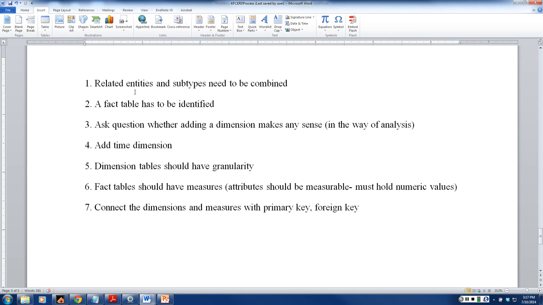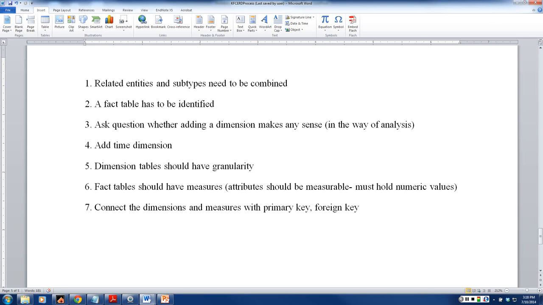By default, we will always add a time dimension, because time is a very crucial way of analyzing data. We always need to know the historical view: what was the sales figure or some values in a particular time period, day. The dimension tables will have some granularity. I'll talk about that. Fact tables must have measures, must hold numeric values, like sales. And we also talked that this should be additive in nature. So if we have sales, we'll use the word total sales. And we'll connect the dimensions and measures using the primary key, foreign key notion.